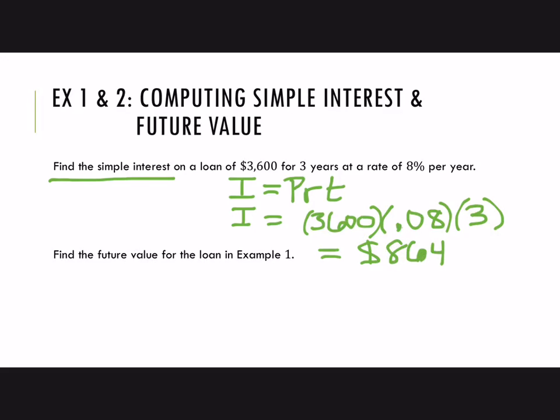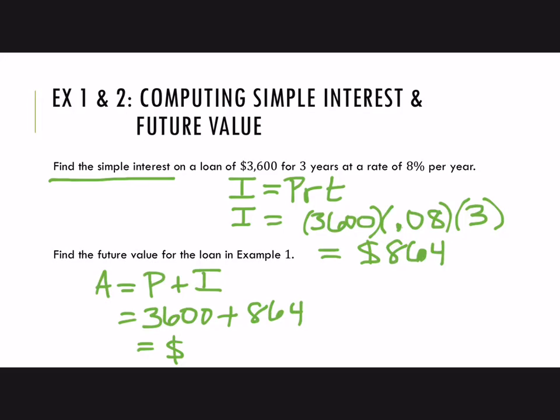Now, example 2, find the future value for the loan in example 1. Okay, so future value would be the total amount that needs to be paid back, or in other words, the principal, the amount that was borrowed, plus all of that interest that's accumulated. So that would be $3,600 plus the $864 in interest. All right, and then this person owes back a total of $4,464.